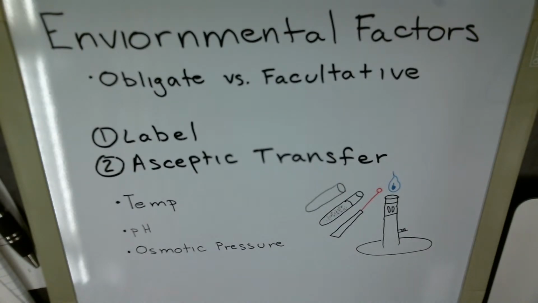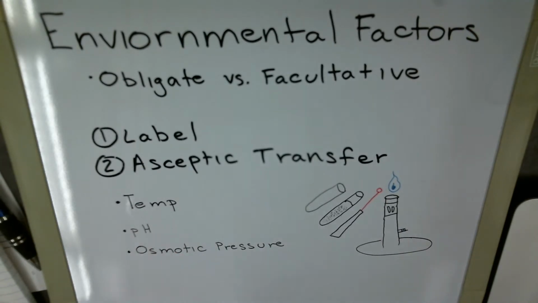If it's a little difficult for you, try to work in pairs so that one can pass the test tubes over to the other person. If you guys have any questions about that, please let me know. But for the temperature, the pH, and the osmotic pressure portion of the lab, they're all going to be going in this order. So with the temperature one, you're going to be looking for growth at specific temperatures.